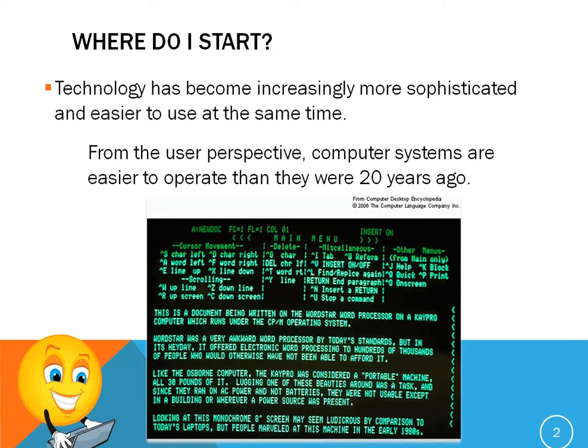The one thing about technology that is true is that it has become increasingly more sophisticated and complicated, and easier to use at the same time. From the user perspective, computer systems are easier to operate than they were 20 years ago. And here's a screenshot of a word processor on a computer platform that I actually used about 20 years ago. It's quite a lot more complicated in how you can format a document with this particular word processor.